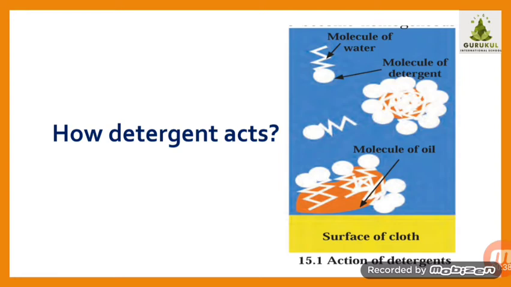Again, as you can see in the diagram, let me explain how detergent acts with the help of the picture. In the picture you can see the round-shaped molecule of detergent, and the orange colored particles are oil particles. The detergent molecule has the property that at both ends it can attract water as well as oil. So on one end of the detergent the water molecule is held, and on the other end the oil molecule is attached.